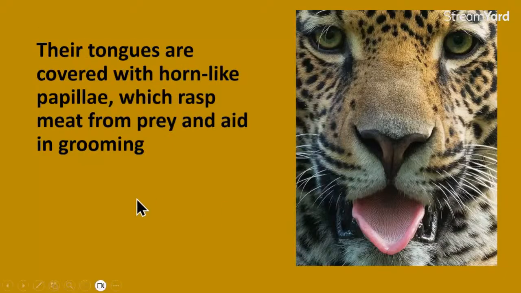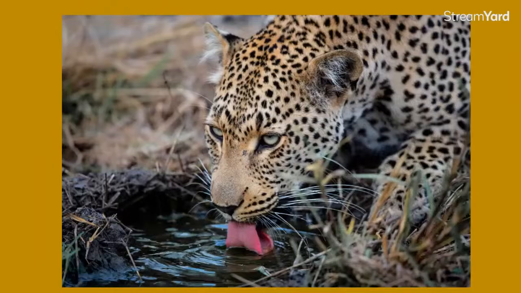And if they are opening their mouth or yawning or growling or roaring, you can see that their tongue is covered with horn-like papillae, which rasp meat from the prey, and they aid them in grooming, of course, just like your own house cat. And so here's a beautiful wild leopard drinking.